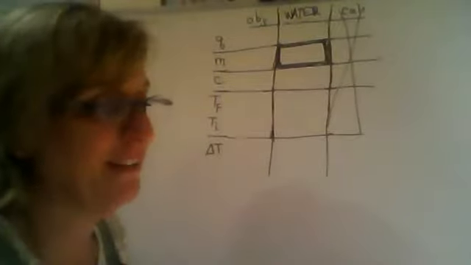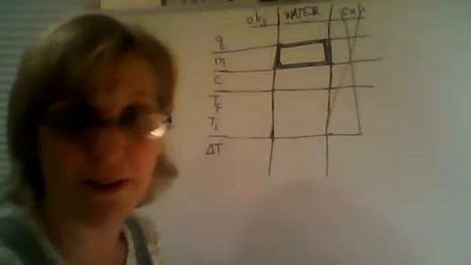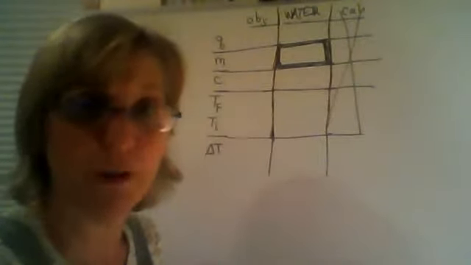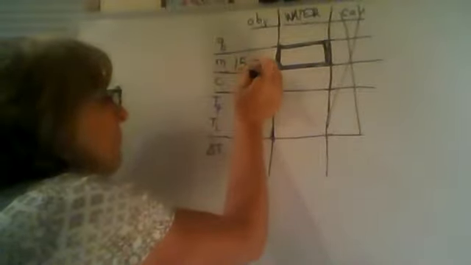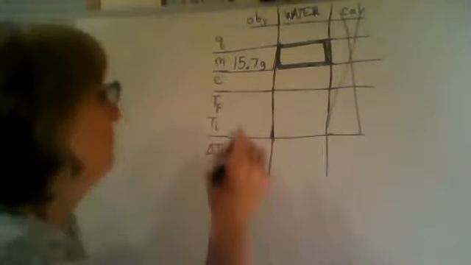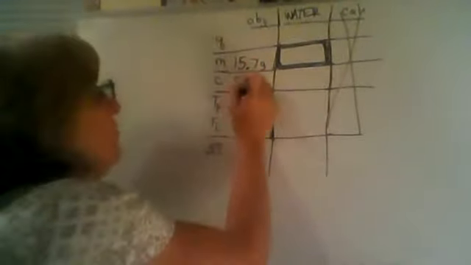And you just have to think of how much you are going to have it weigh. You can have it weigh however much you want. This is imaginary numbers. I took my marble and put it on my scale, and I found out that it really is 15.7 grams. And because it's glass, I know that its specific heat is 0.8372.